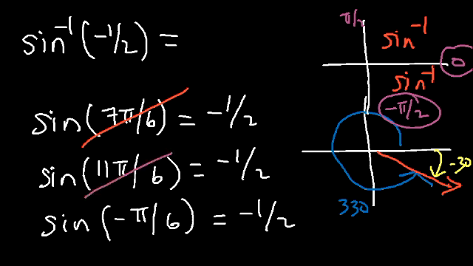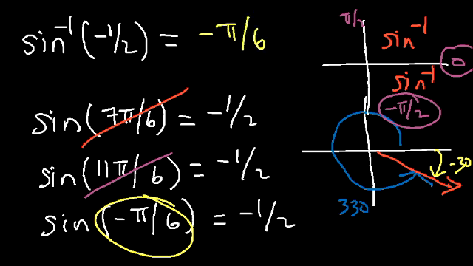So it's not going to be 11 pi over 6 because it's not between negative 90 and 0. It's not between negative pi over 2 and 0. So it's going to be negative pi over 6 because that's in the restricted domain of inverse sine. Negative 30 is between 0 and negative 90. So it's negative pi over 6. Whenever you're dealing with inverse functions, be careful because they do have restricted domains. So let's work out some examples.